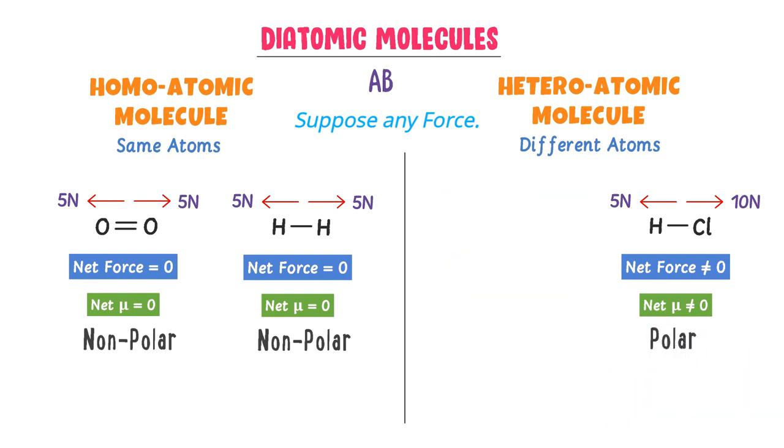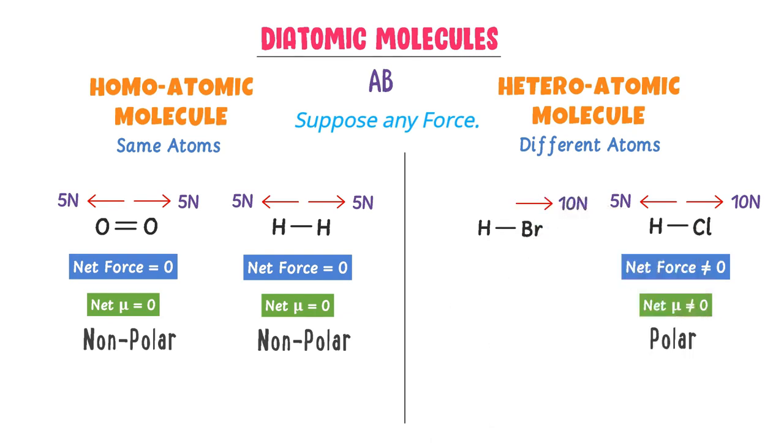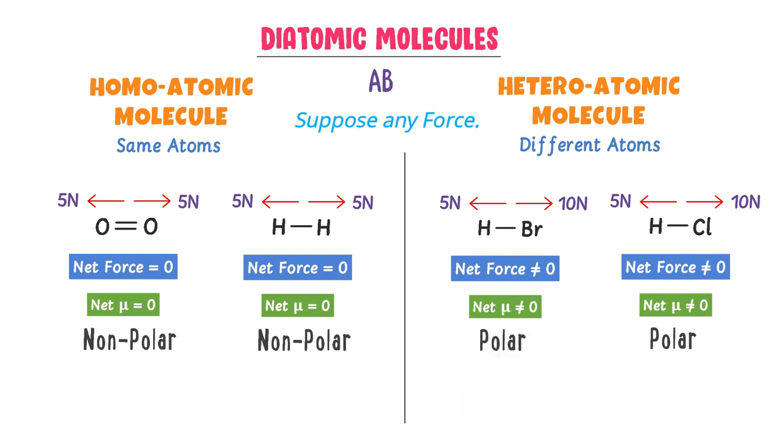Thirdly, consider hydrogen bromide and its structure. Here the atoms are different. Let bromine, being more electronegative, exert 10 Newton force in this direction, and the hydrogen atom, being less electronegative, exert 5 Newton force in the opposite direction. The net force is not equal to 0, hence the net dipole moment is also not equal to 0. Therefore we say that it is a polar molecule.